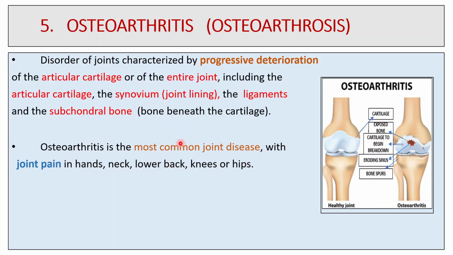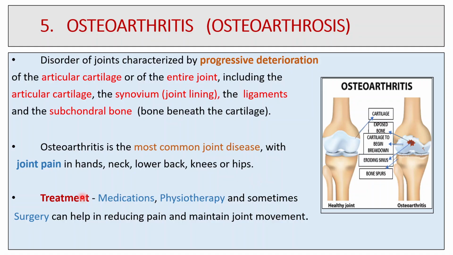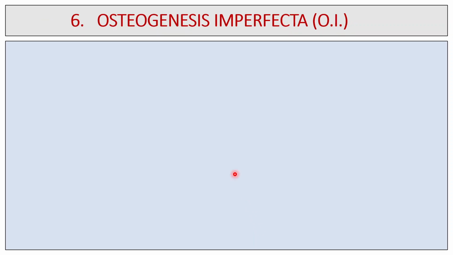Osteoarthritis is the most common joint disease. The joint pain occurs in the hands, neck, lower back, knees, or hips. The treatment is almost similar: medications, physiotherapy, and sometimes surgery can help in reducing the pain and maintain joint movement.